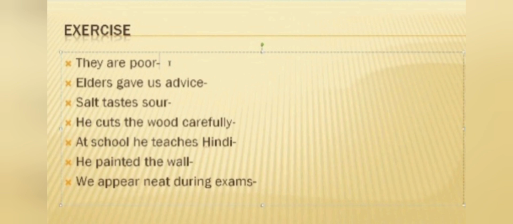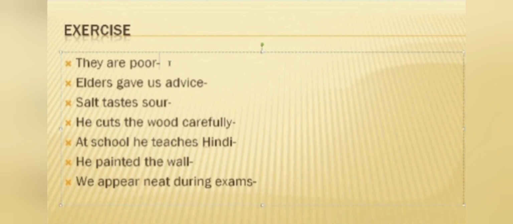The next sentence: Elders gave us advice. Elders is the subject, gave is the verb, us. This us answers the question to whom the elders gave advice. If something answers the question to whom, then it is called an indirect object. The next part, advice. It answers the question what the elders gave. If something answers the question what, then it is the direct object. So the pattern of this sentence is S, V, IO, and DO.